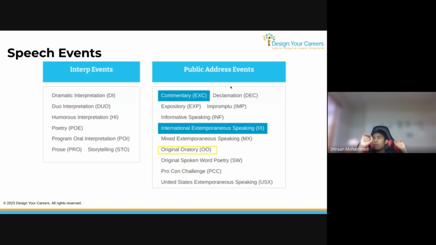Impromptu speeches are where you're told to write a speech either on a broad topic or something narrow, so you're given a topic and then you have a limited amount of preparation to write your speech. You have to write a speech in a set amount of time. You're not given all of the preparation time that OO, or original oratory, gives you. You can see you have all of these different abbreviations, but those are commonly used throughout the speech and debate community.